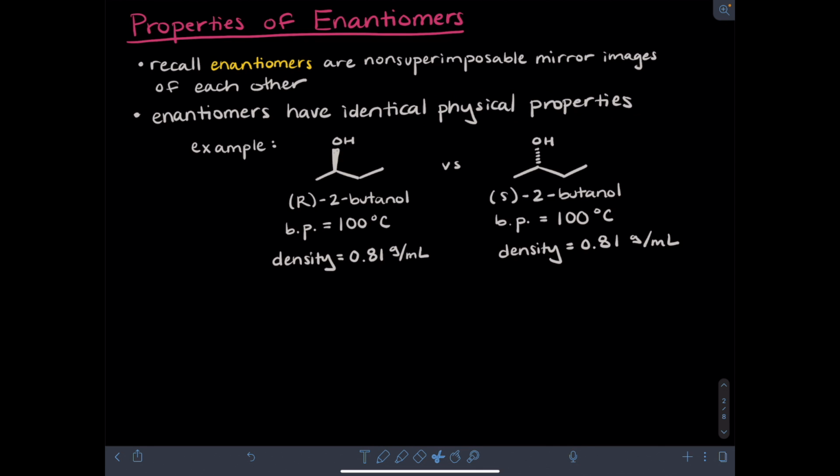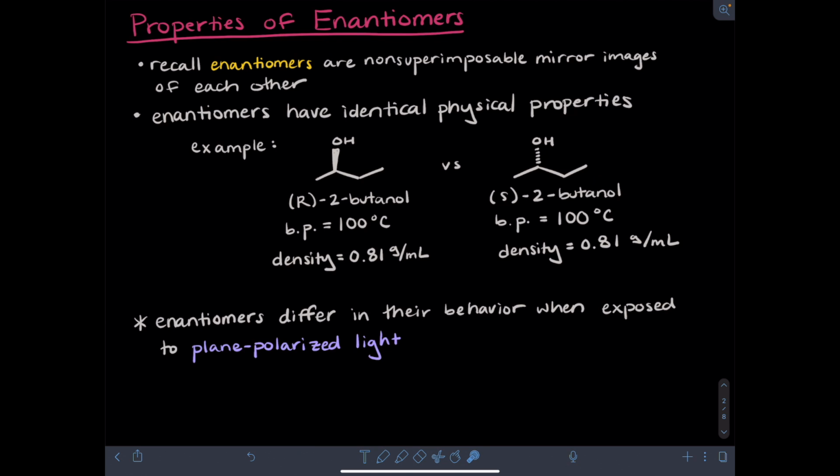For example, here look at two chiral alcohols. Notice these have the same connections of atoms, but in one case the OH group is wedged, and in the other case it is dashed. These are enantiomers of each other. This molecule on the left has R stereochemistry, and the molecule on the right has the S configuration instead. Both enantiomers of this alcohol have an identical boiling point of 100 degrees Celsius, and they also have identical densities.